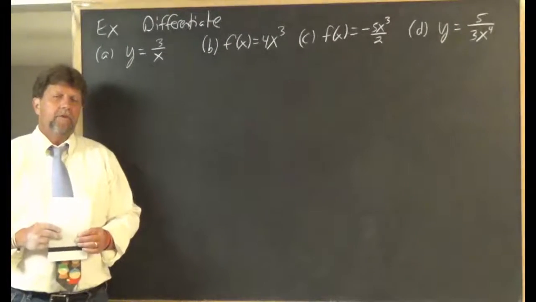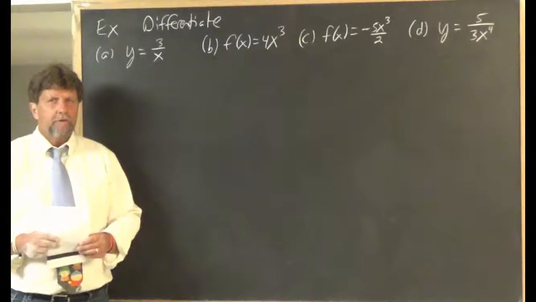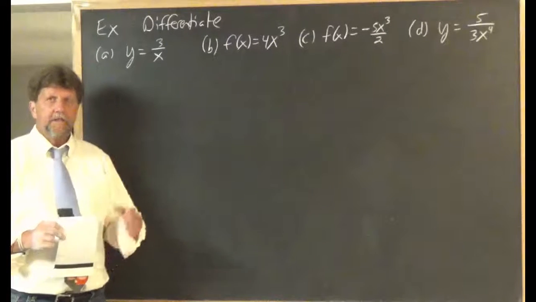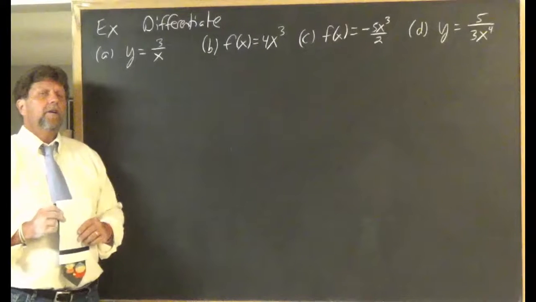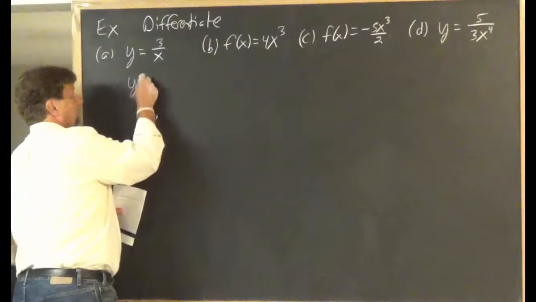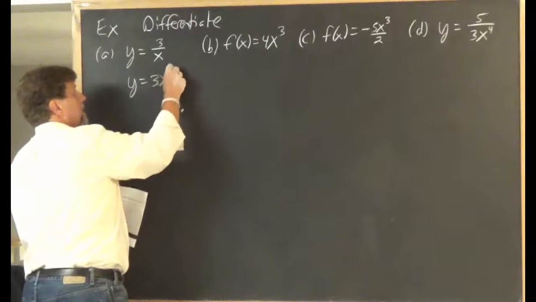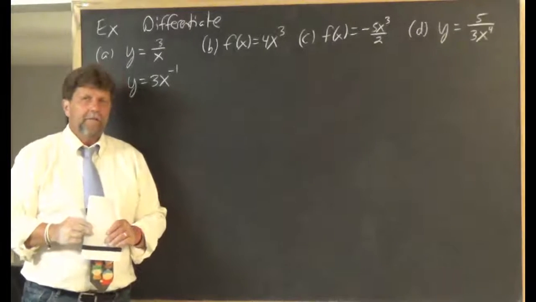All right, this example, new rule, more practice, using shortcuts, using rules to compute derivatives. Makes life a lot easier. Part A, we were given the function y equals 3 over x. My first step would be to rewrite the function as 3x to the negative first. Okay, so now for the derivative.